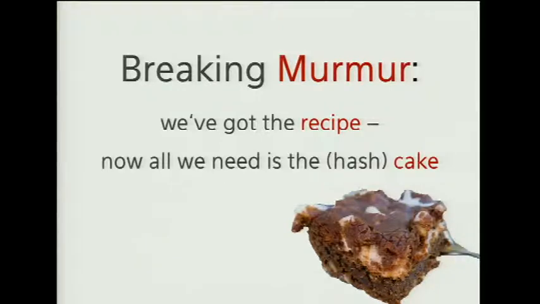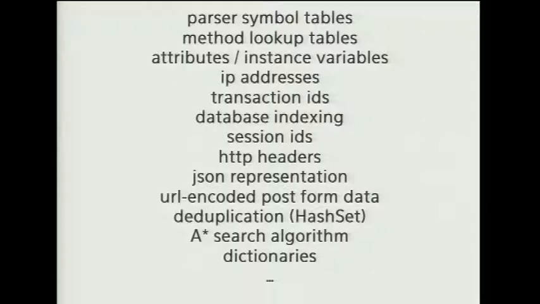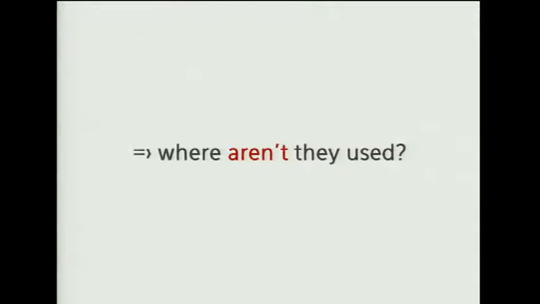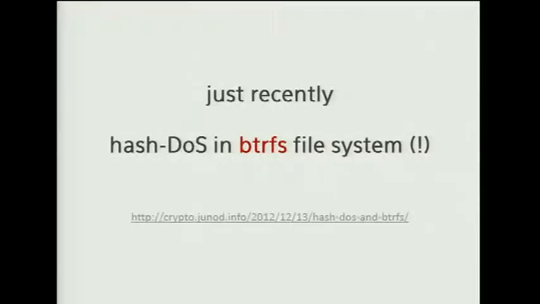Okay, we got a recipe, and all we need to do is bake a cake. So let's start to look, where could we actually apply this? And yeah, this is a short list, so you don't have to go through all of this. I think the question is rather, where aren't hashes used? So every real-world application has them somewhere. And yeah, they even appear in places where you don't actually think about hashing. So Pascal Junod recently found this nice attack on BTRFS.